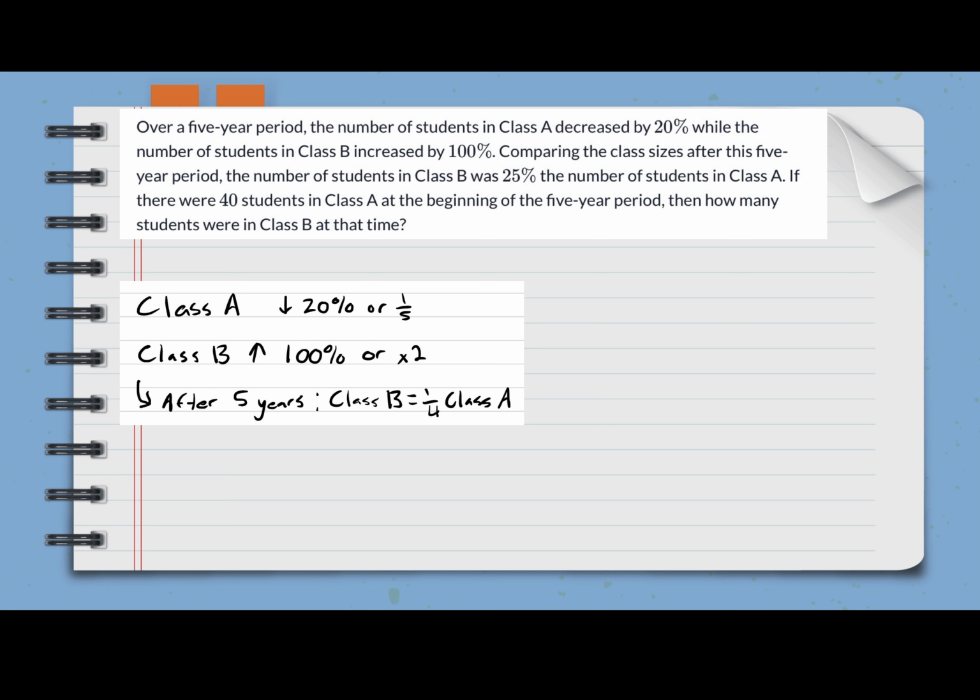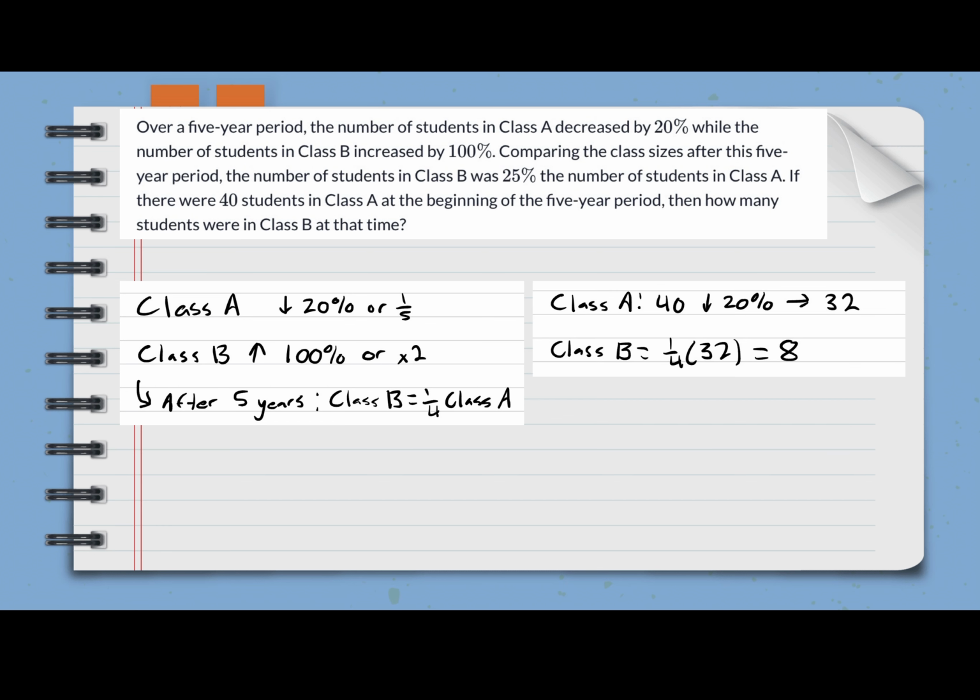Okay, so how do we figure out how to solve this question? Well, they give us that there are 40 students in Class A at the beginning of the 5-year period. So we start off with 40 students that experiences a 20% decrease. So that will equal 32. And again, using that formula, Class B equals 1/4 times Class A, because the number of students in Class B was 25% the number of students in Class A after this 5-year period. We know that after this 5-year period, there are 8 students.